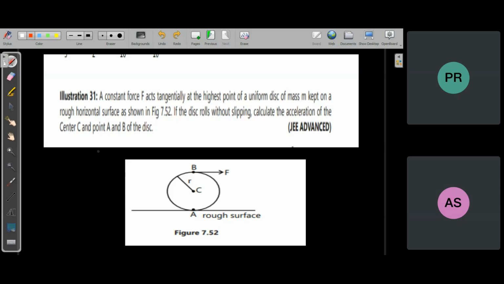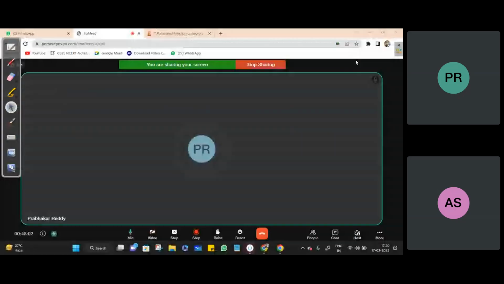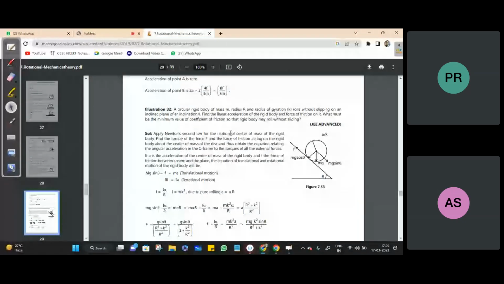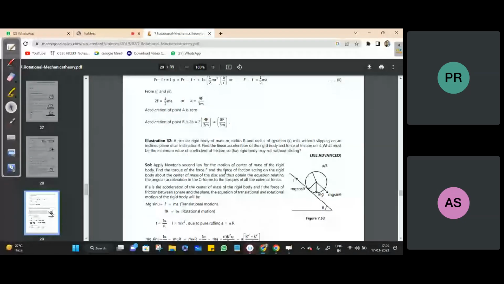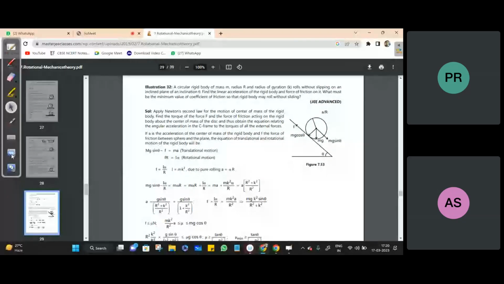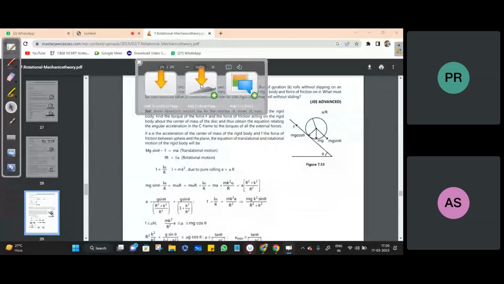For rotational motion, yes, that is correct. This is the correct way to do it. From solving, we can get the acceleration of C most easily. What you are getting for acceleration? 4F by 3M for the acceleration of C. That is the correct answer.